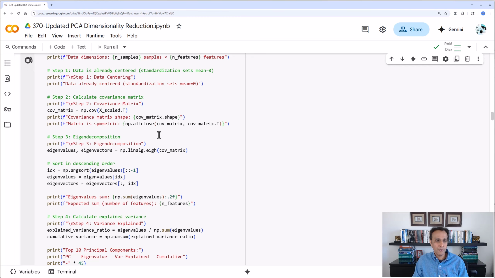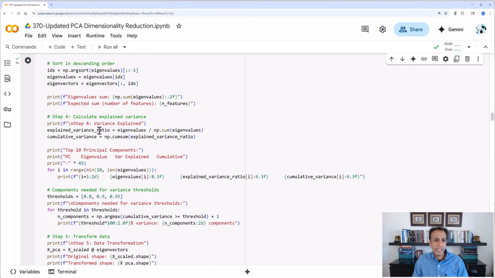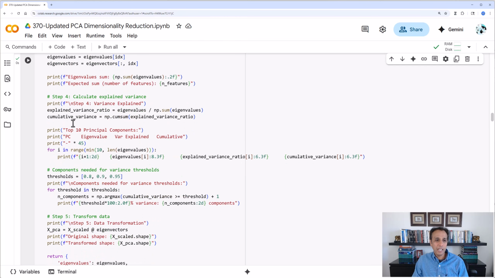Let's actually run this first. And then we are sorting them in descending order. And we are actually looking at how much variance is explained by these. Basically you look at the eigenvalue divided by the sum of all eigenvalues. The percentage tells you how much of the variance is being explained. And cumulative variance is just for plotting. So you can see by adding n number of components, how much cumulative information you are actually gaining.